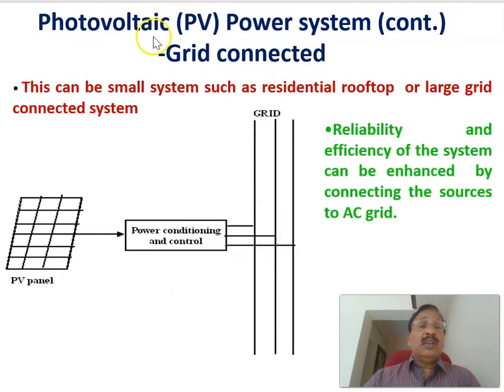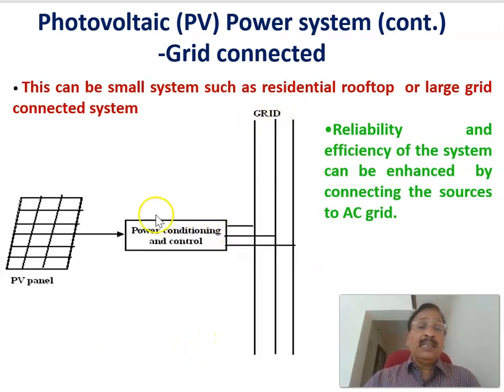The third one is that the photovoltaic PV system is a grid connected one. This can be a small system, such as a residential roof type, or a large grid connected system. Just as a pictorial, it is represented. There is a PV panel, and there is an existing grid.